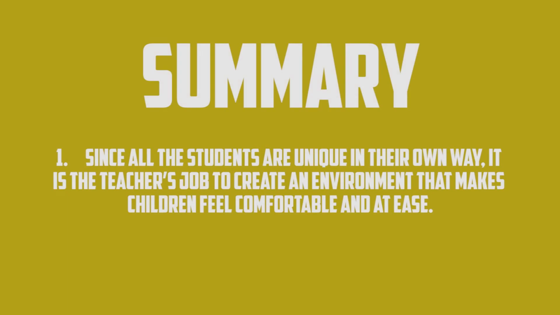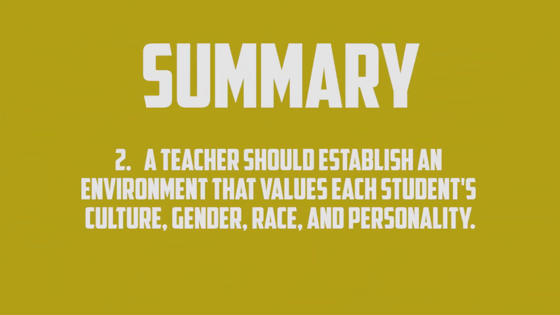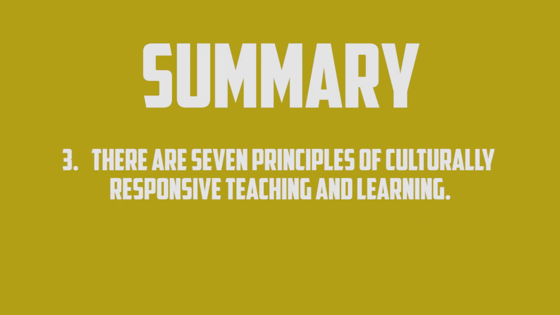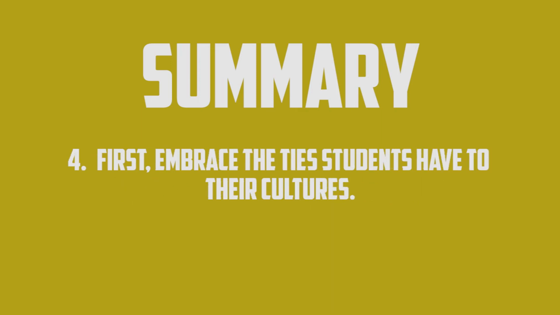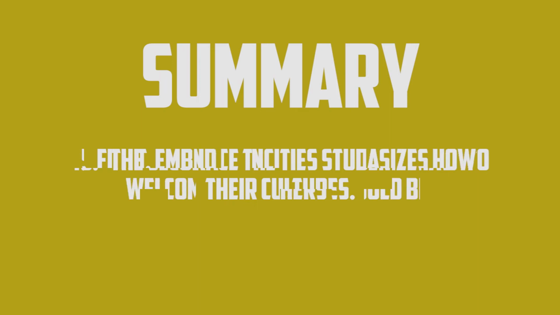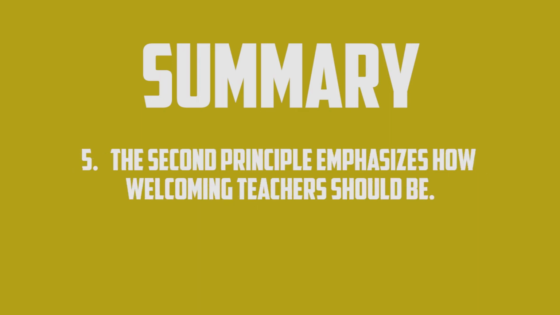Summary. Number 1. Since all the students are unique in their own way, it is the teacher's job to create an environment that makes children feel comfortable and at ease. A teacher should establish an environment that values each student's culture, gender, race, and personality. Number 3. There are 7 principles of culturally responsive teaching and learning. Number 4. First, embrace the ties students have to their cultures. Number 5. The second principle emphasizes how welcoming teachers should be.